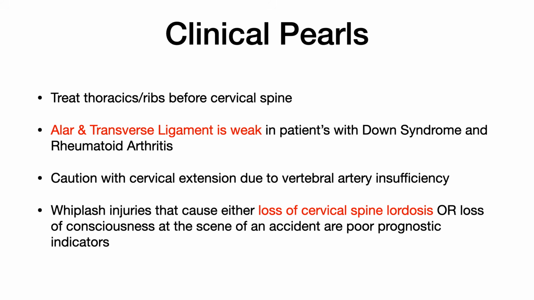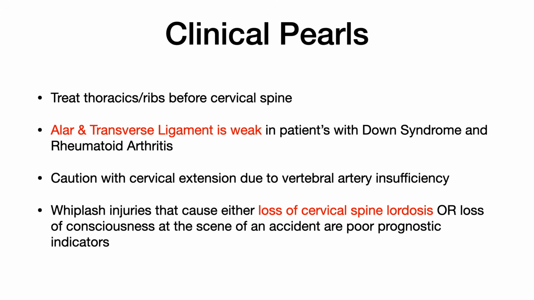Lastly, let's talk about whiplash injuries. Whiplash injuries to the cervical spine are particularly severe, but there are two things that you want to keep in mind that are poor prognostic indicators. One is loss of the normal cervical lordosis. Normally the cervical spine has that nice curvy lordosis to it. But if somebody has a whiplash injury and then their C-spine on radiograph becomes more straight and they lose that lordosis, that is a poor prognostic indicator.